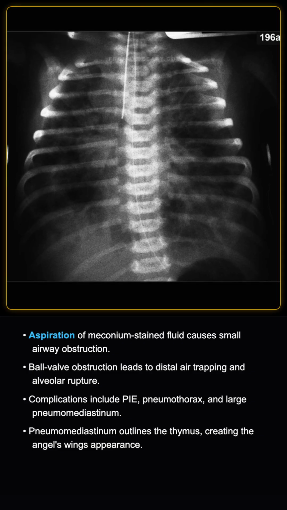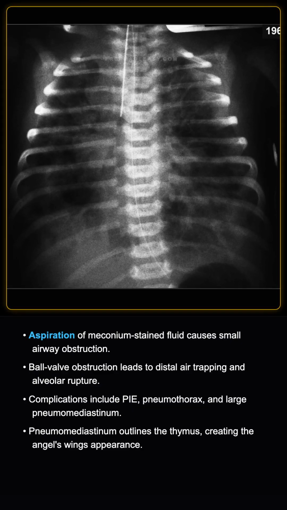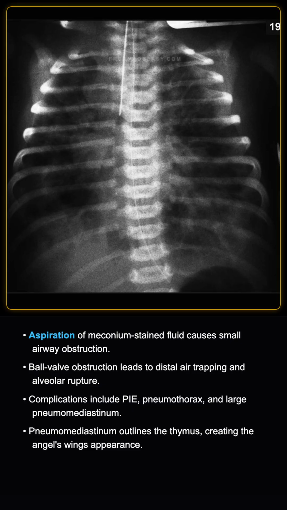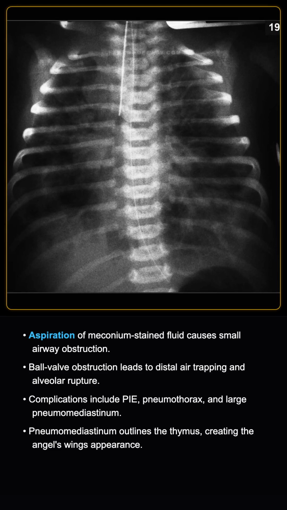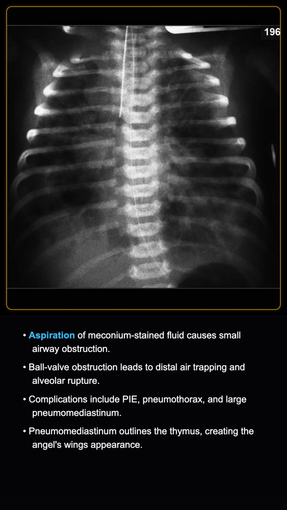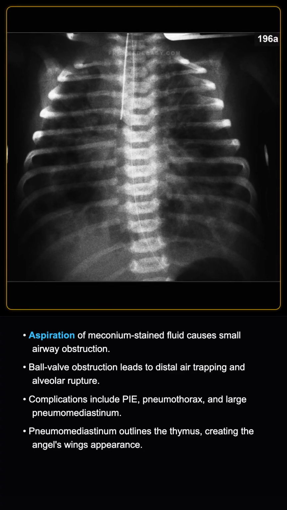Meconium aspiration syndrome occurs when intrauterine stress or perinatal hypoxia triggers gasping and passage of meconium-stained amniotic fluid into the fetal airways. The aspirated meconium causes mechanical airway obstruction, chemical pneumonitis, and surfactant inactivation. The obstruction of small peripheral airways acts as a one-way valve, leading to gas trapping and hyperinflation.